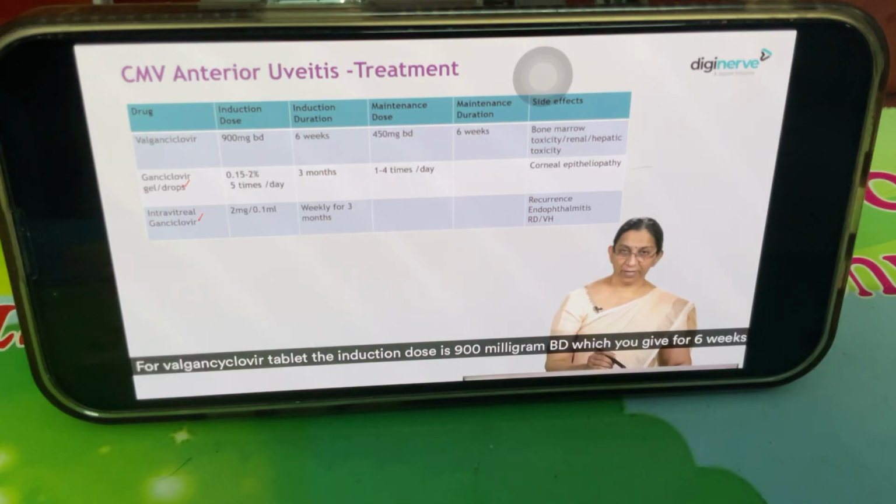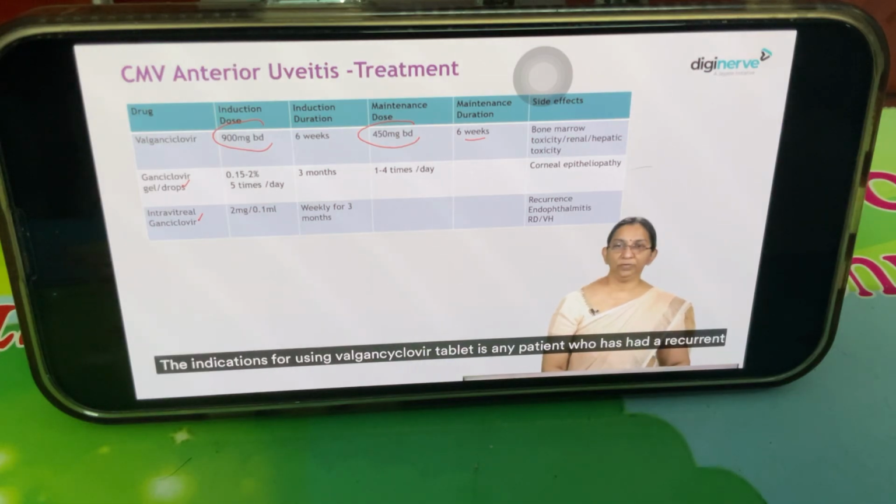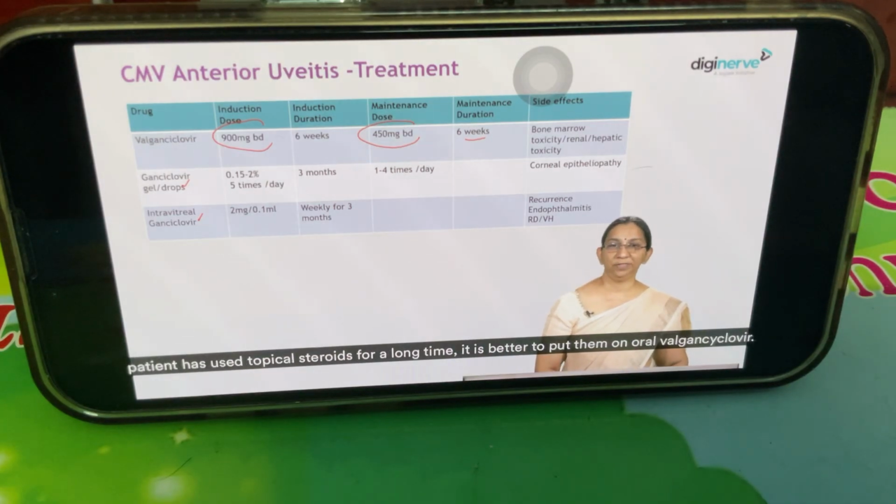For valganciclovir tablet, the induction dose is 900 milligrams BD, which you give for 6 weeks, and then 900 milligrams OD for another 6 weeks. The indications for using valganciclovir tablet is any patient who has had a recurrent or chronic CMV anterior uveitis or endothelitis, or the patient is immunocompromised, or the patient has used topical steroids for a long time, it's better to put them on oral valganciclovir.